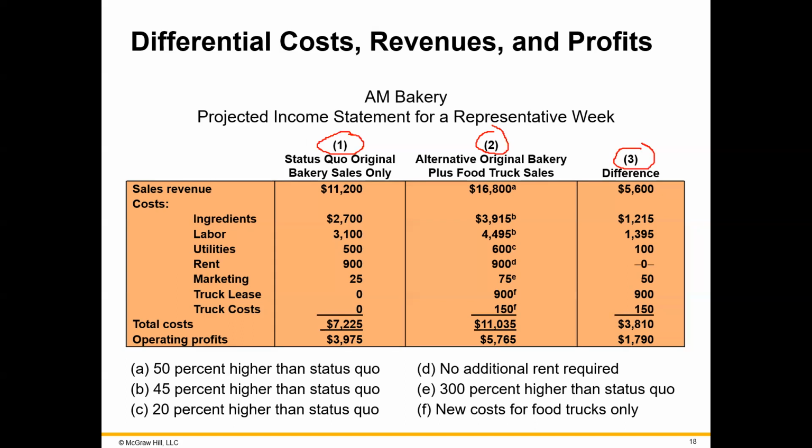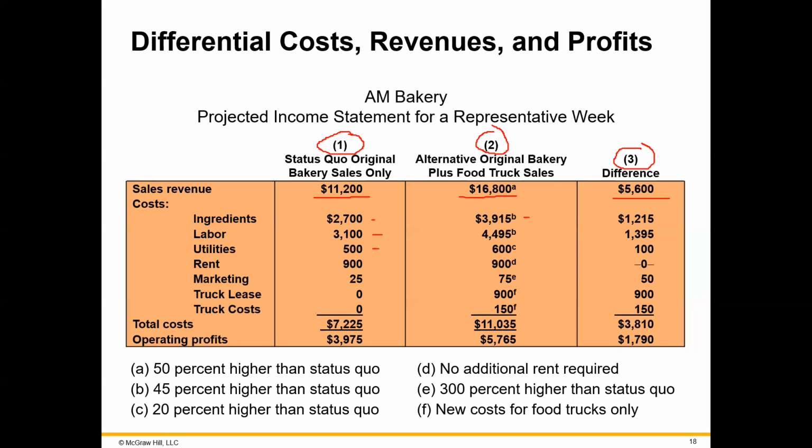So this shows that if AM Bakery maintains the status quo and does not expand, then their revenues are expected to be 11,200. If they do expand to a food truck, they expect total revenue to be 16,800. So the difference is 5,600. They expect an additional 5,600 in. Now let's take a look at the expenses. You expect to see, and you do see, increases in ingredients. You go from $2,700 to $3,900. You see increases in labor, in utilities.